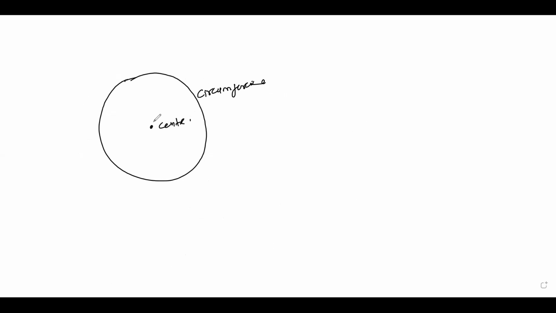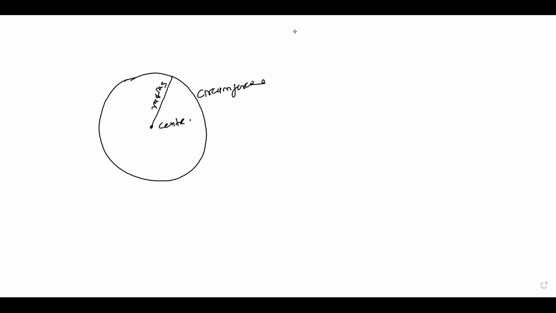Okay. And then a line drawn from the center to the circumference of the circle is called a radius. So this radius, it can be drawn any way. That is a radius. That's a radius. As long as it's drawn from the center to the circumference, it doesn't matter where it's looking at.